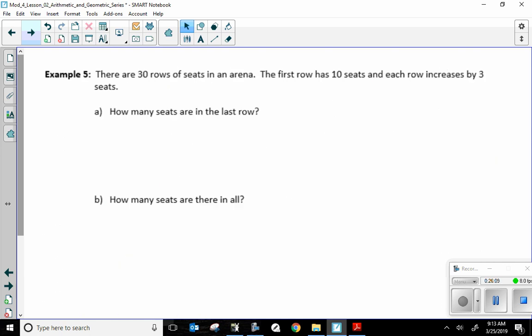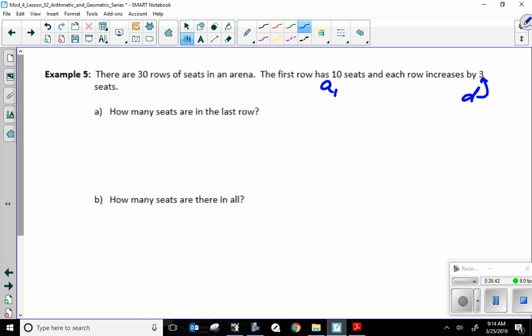There are 30 rows of seats in an arena. This is example 5. The first row is 10 seats, and each row increases by 3 seats. That is an arithmetic sequence. They're asking us, how many seats are in the last row? Well, I can't do anything until I come up with an equation. First row has 10 seats. A of 1 is 10. Increases by 3. My common difference is 3.